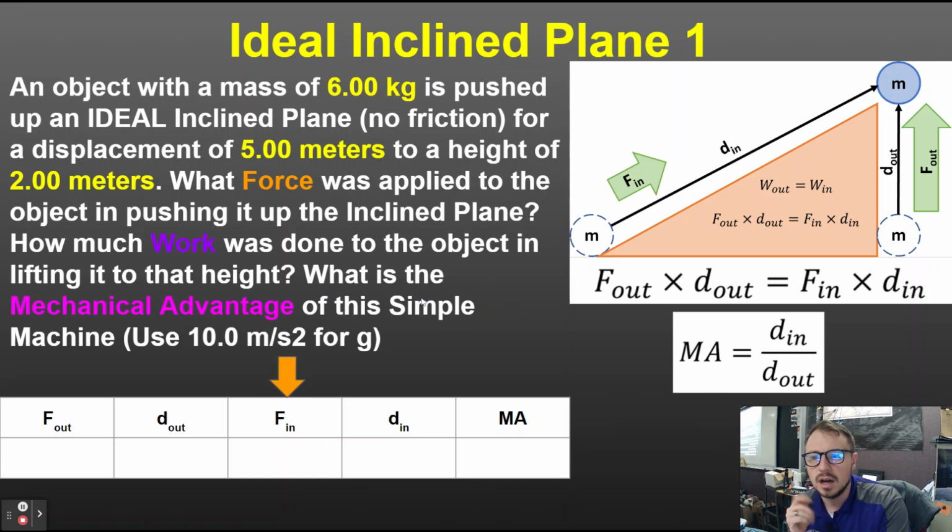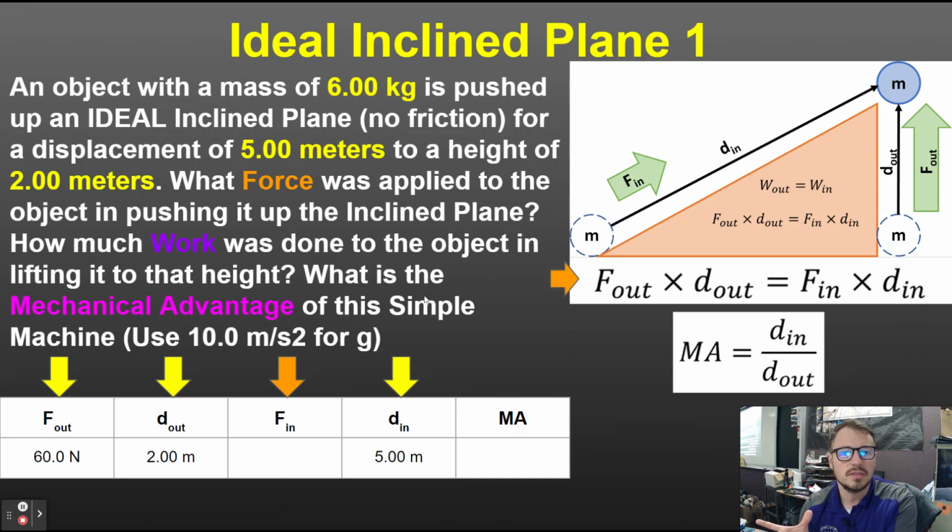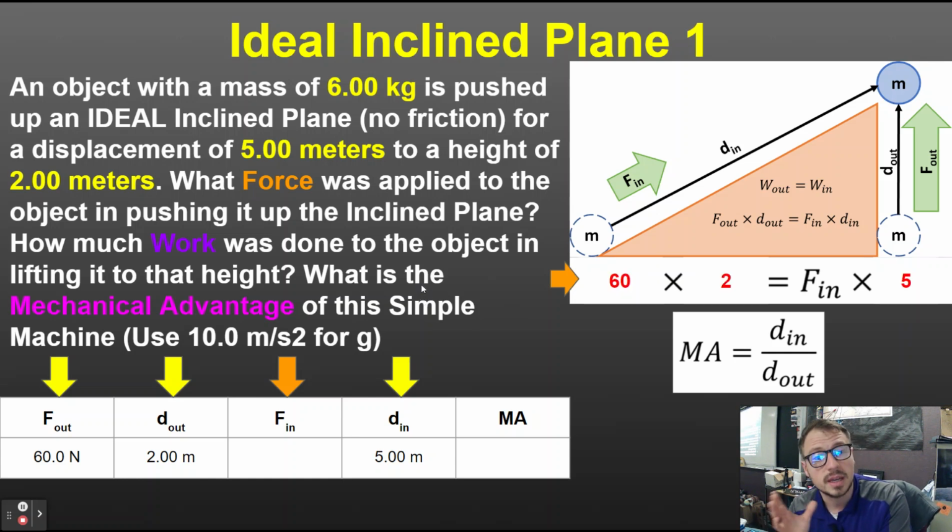All right, so input force, right? That's what we're looking for. If I'm pushing this object up, I just plug in everything that I know into that equation. So 60 times 2 has to equal, my output work has to equal my input work, right? So I just solve it, and I'm going to get 24 newtons. So notice I'm applying less of a force to get that up.